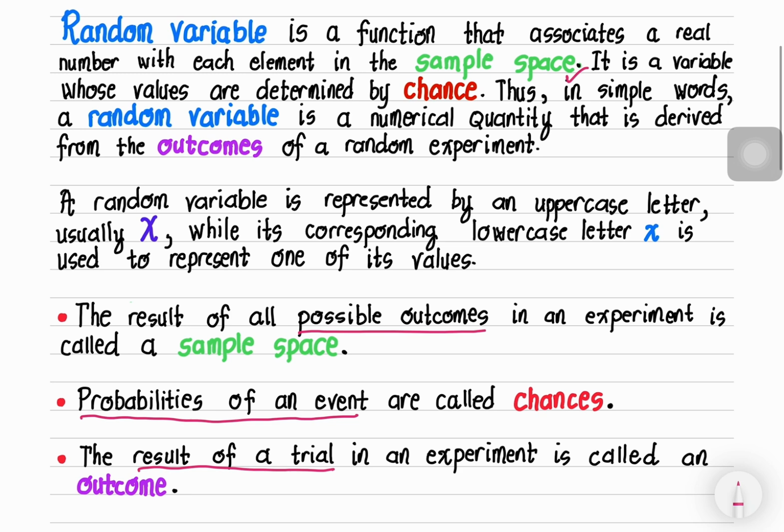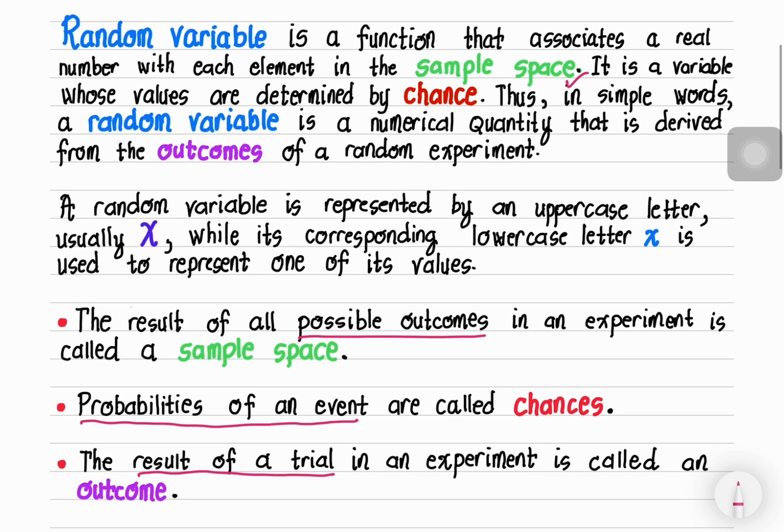And then another concept about random variable. A random variable is represented by an uppercase letter, usually the variable X or capital X, while its corresponding lowercase letter, x, is used to represent one of its values. Okay? So, mas maintindihan natin to kapag nag-example na tayo later.